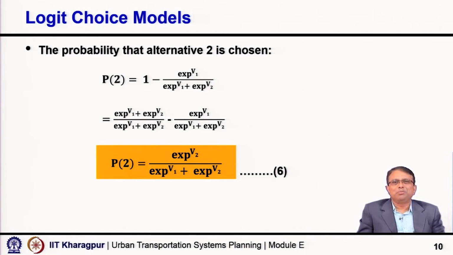The total probability of making a choice should be 1. So, the probability of choosing alternative 2 is 1 minus the probability of choosing 1, that is what we have done here. And you will see that the probability of choosing alternative 2 is e to the power v2 instead of v1 as in the first case, because that was alternative 1. So, we used e to the power v1 there, here it is e to the power v2, and the denominator remains the same, e to the power v1 plus e to the power v2. That is what we get as well.